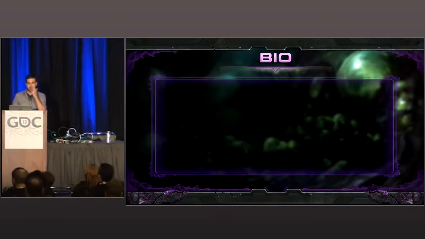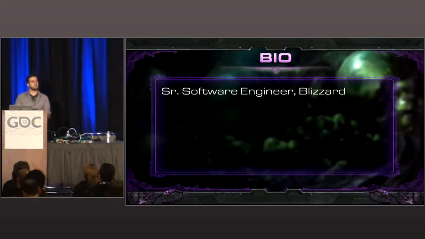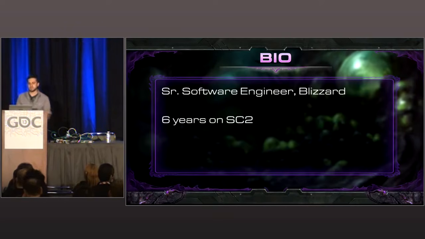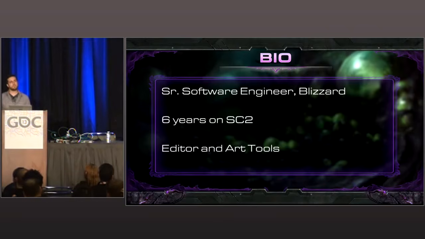Before I begin, I'm going to give you just a bit of background on myself. My name is Matt Shimberry. I'm a senior software engineer at Blizzard, where I've been working on StarCraft II for the last 6 years or so. While there, I've primarily been focused on the editor and art tools. I've always loved working on tools because, to me, the better the tools are in a game, the closer the game can get to the artist's and designer's vision. And that's really important to me.